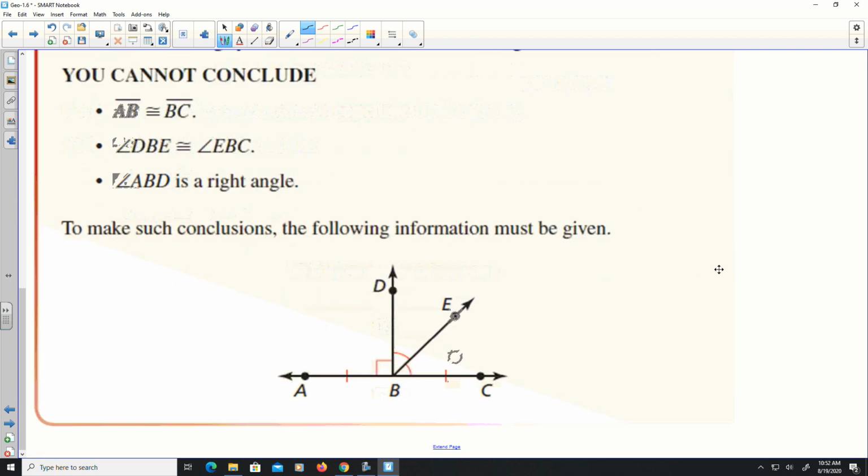To make such conclusions, the following information must be given. So you have to have hash marks, you have to have that right angle symbol, you have to have the hash marks for the angles and things like that. So again, you just have to make those kinds of observations before you can create those conclusions.